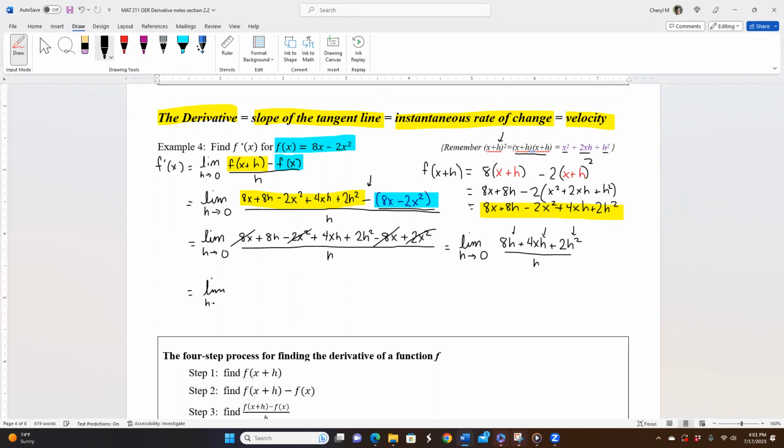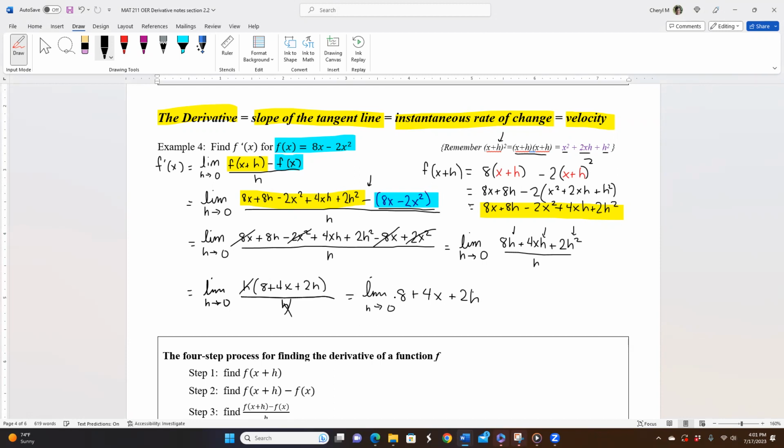And we'll have the limit as h approaches 0 of h times 8 plus 4x plus 2h over h. Now, the rule for canceling in fractions is that anything being multiplied can cancel. So this h, which is being multiplied by everything, can cancel with the h in the denominator. This one cannot because it's not being multiplied by everything. This leaves us with the limit as h approaches 0 of 8 plus 4x plus 2h.